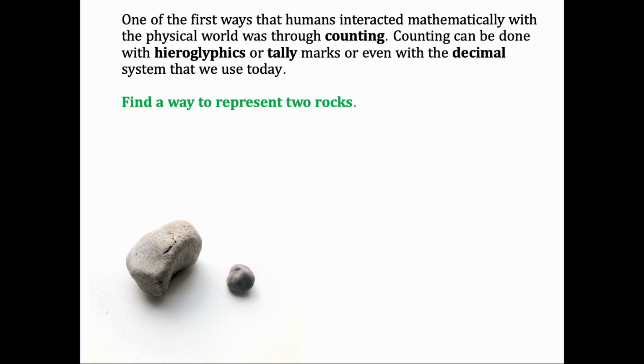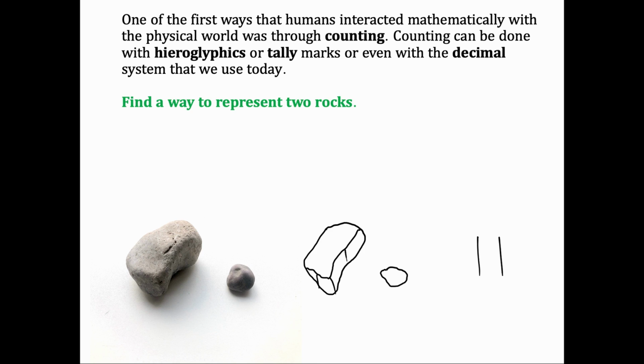Find a way to represent two rocks. Now, clearly, these rocks are not the same. They have different shapes, sizes, and colors. And if I'm drawing a picture, then I can bring out some of the physical differences between the rocks. I could convey, for example, their basic shape and relative sizes too.